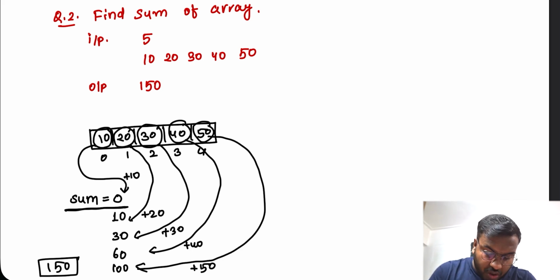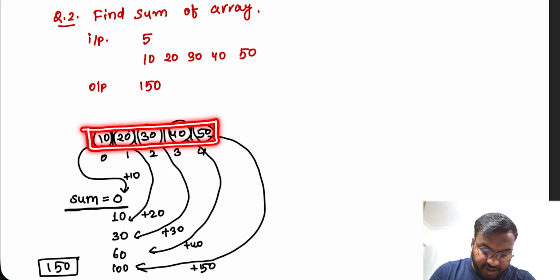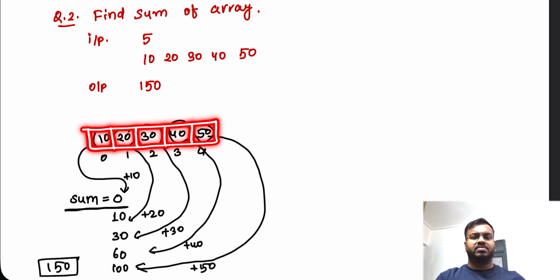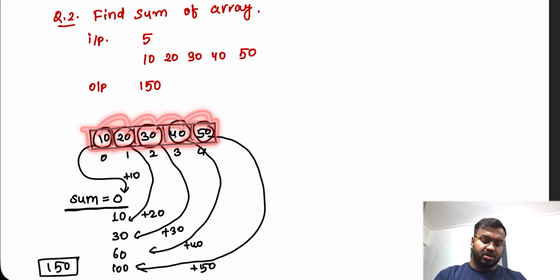So in this way, you are completely traversing the array. Array traversal means you are going to each element of the array. You are trying to access each element of the array. That is traversal. So for traversals, we use loops, meaning if we want to find out each element of the array.